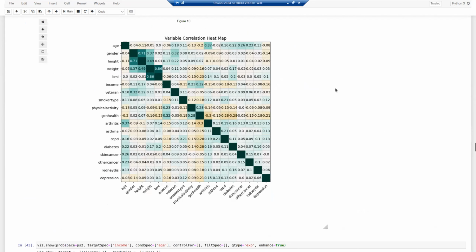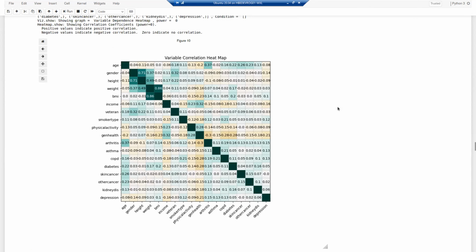All right, so now this is just an expansion with more variables. So I just wanted to point out, if we want to find out what diseases are correlated with age, well, depression is negatively correlated with age. You get less depressed as you get older. Kidney disease, cancers, skin cancer, diabetes, and COPD are positively correlated with age. And asthma is neutral to age, and arthritis is positively correlated. And the bad news for all of us, general health is negatively correlated with age. Our health gets worse as we age.